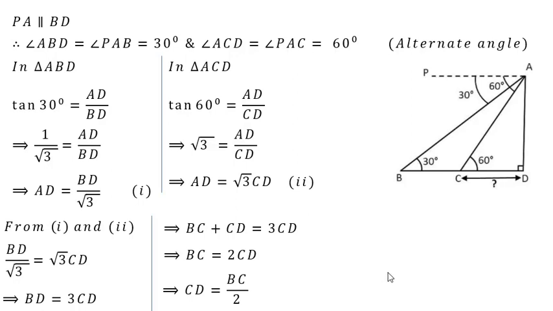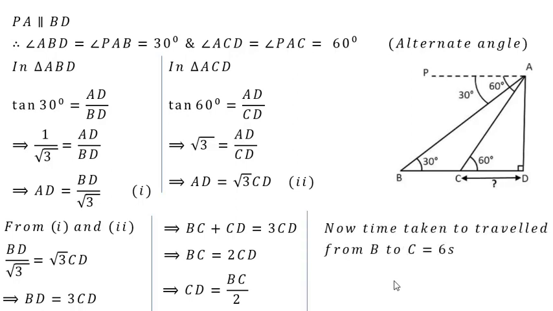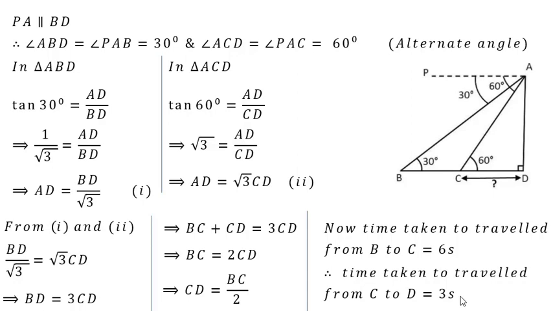Now the time taken to travel from B to C is 6 seconds. Therefore to travel from C to D, as BC I am taking 6 seconds, if I have to travel half the distance, I will take half the time, that is, to travel from C to D I will take 3 seconds. So 3 seconds is my required answer.